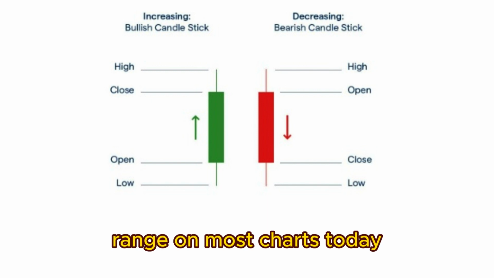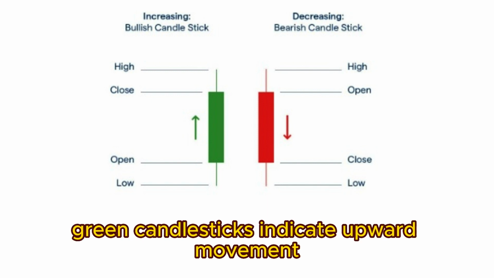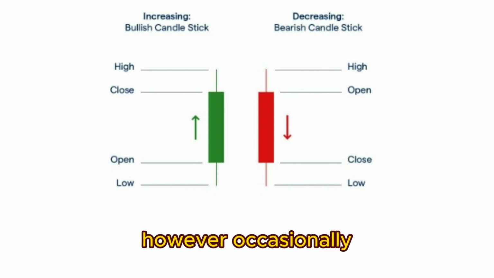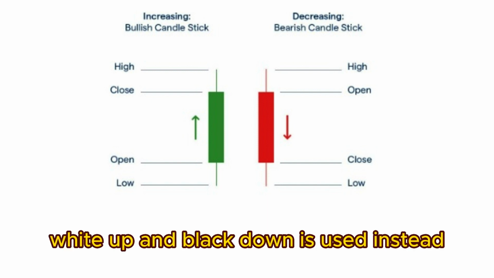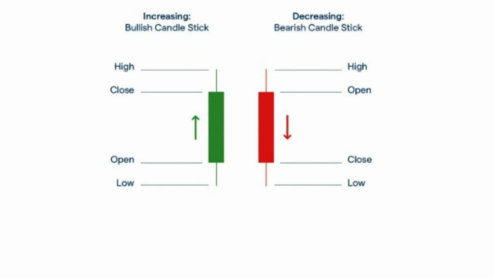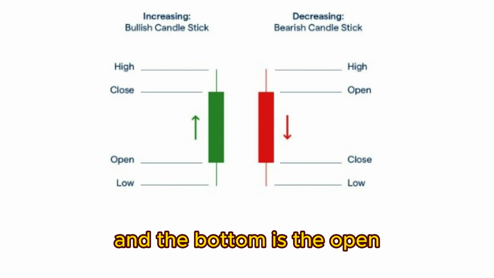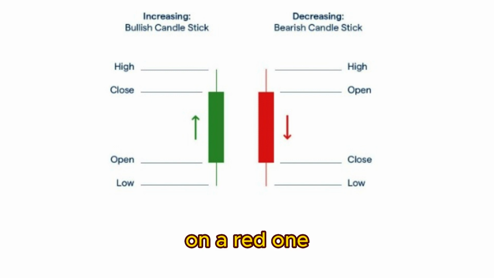On most charts today, green candlesticks indicate upward movement and red ones a move down. However, occasionally white, up, and black, down, is used instead. On a green candle, the top of the body is the close and the bottom is the open. On a red one, the opposite is true.